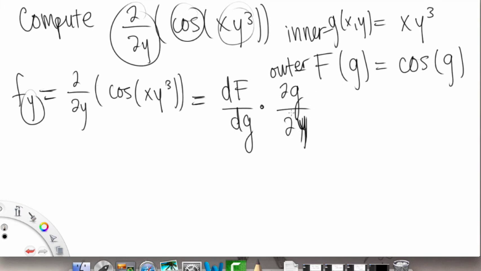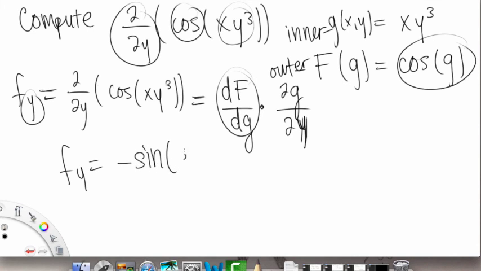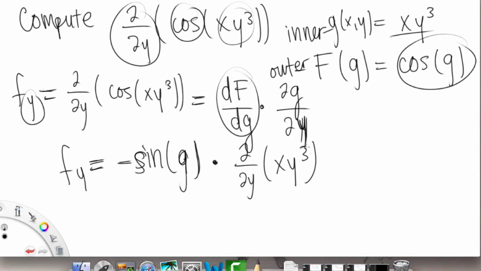And now we just apply what we see. So dF/dg, what is that? We're going to have capital F differentiated with respect to g. That would be differentiating this guy, so that would be a negative sine of g. We'll just keep the g in there for now. We will be replacing that again with what g equals with respect to x and y, but we'll just keep that there for now. And then we have this multiplied times the partial of g with respect to y. So that would be partial with respect to y of xy cubed.